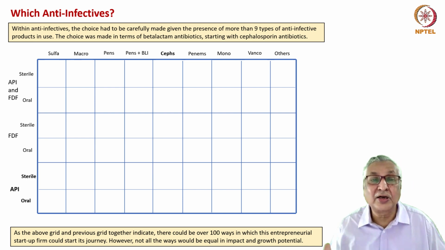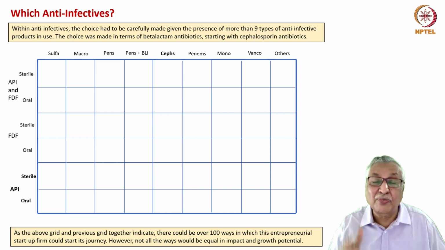When the company looked at this product or sub-product grid, it wanted to have a product range which would be capable of not merely starting the venture but also ramping up the venture. So the company chose cephalosporins, API with sterile and oral as the key drivers.